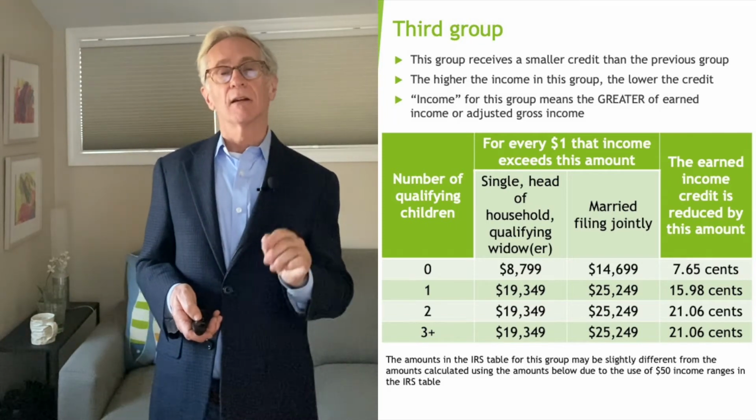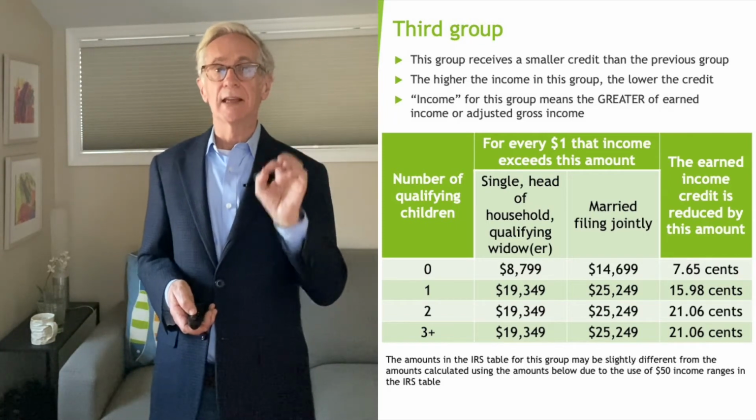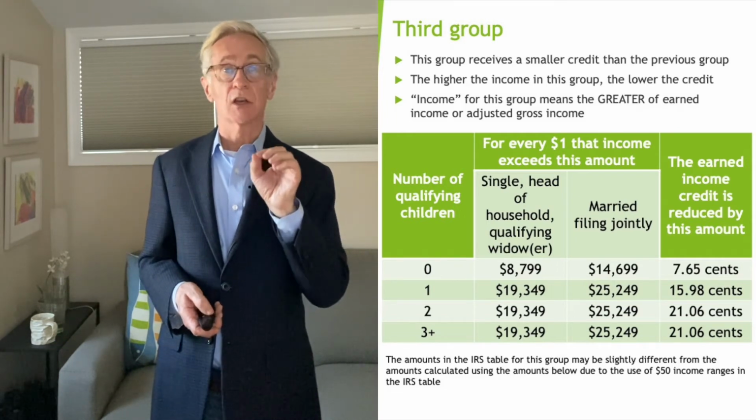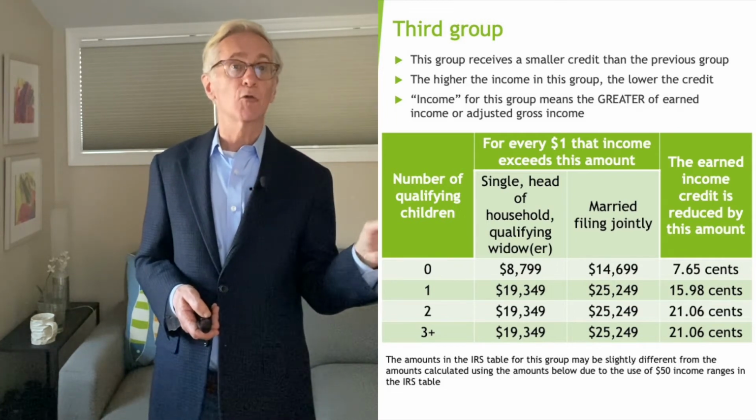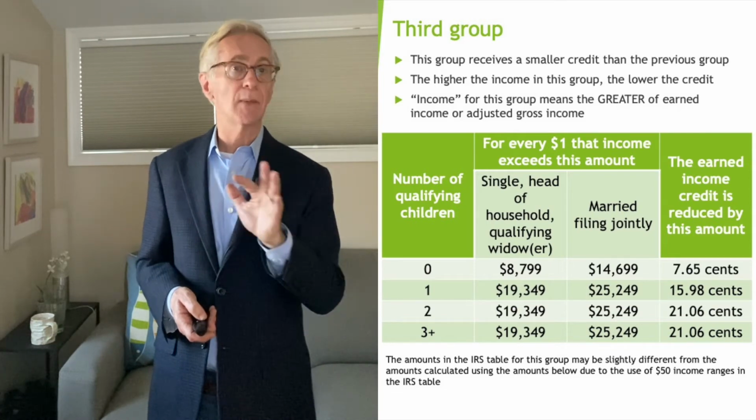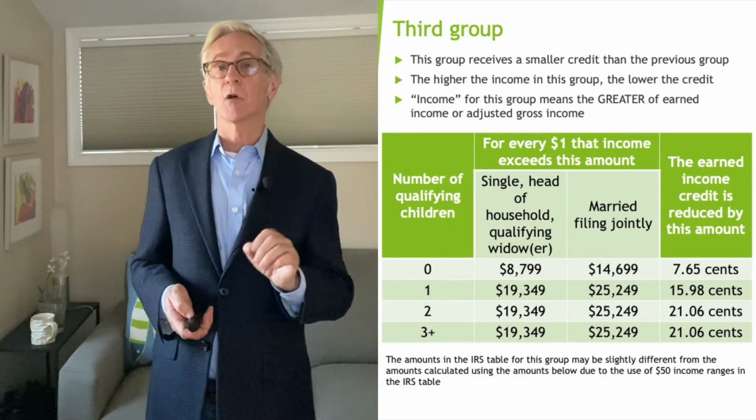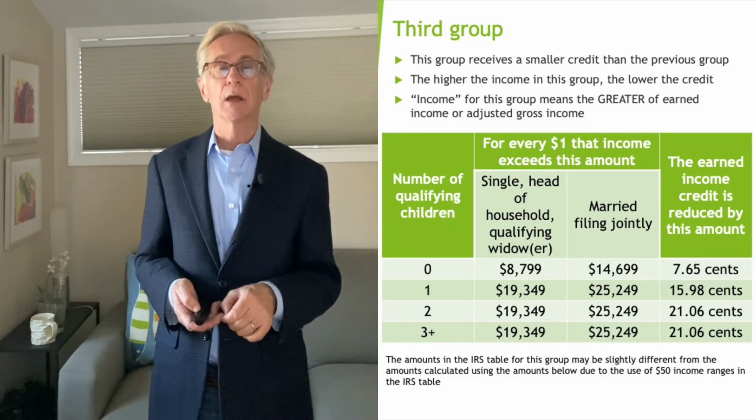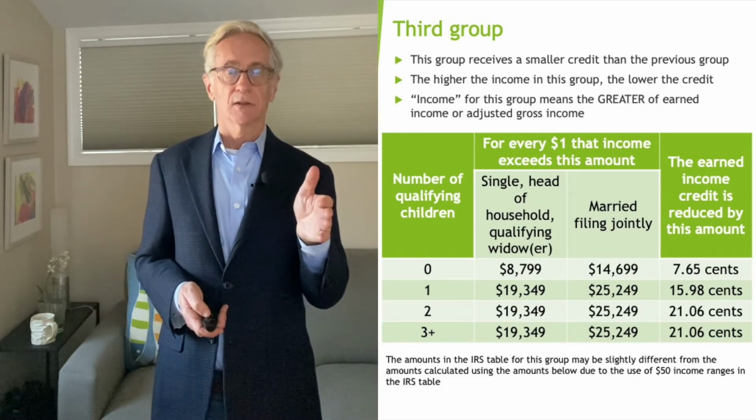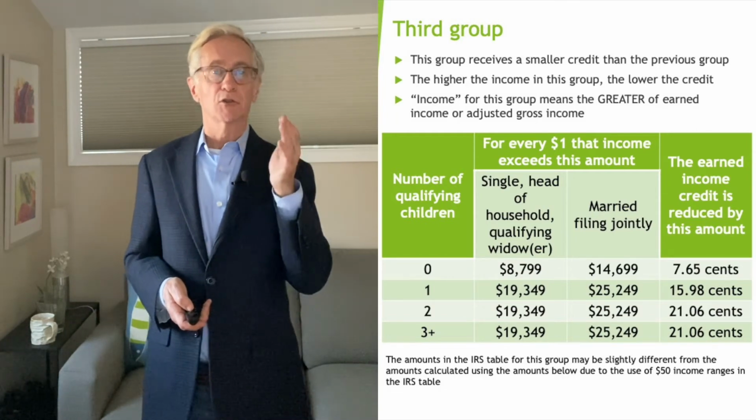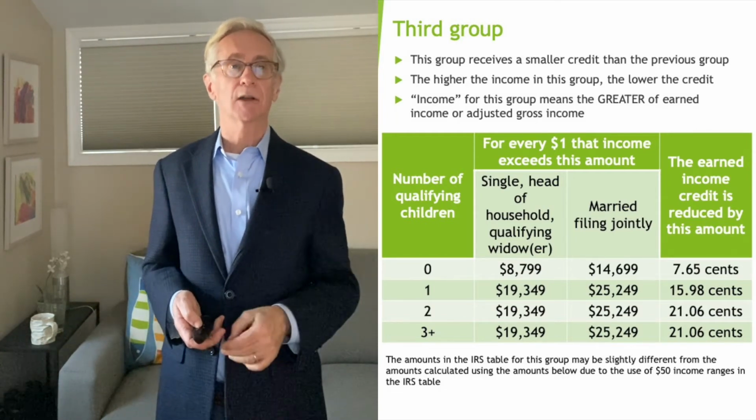Here's the thing. For this group, when we say income, it means the greater of earned income or adjusted gross income. The previous 2 groups just looked at earned income. They didn't have to worry about adjusted gross income. This group has to look at the greater of earned income or adjusted gross income. Now the way this works is, again, you look at the number of qualifying children, you look at your filing status. Look how complicated this is.